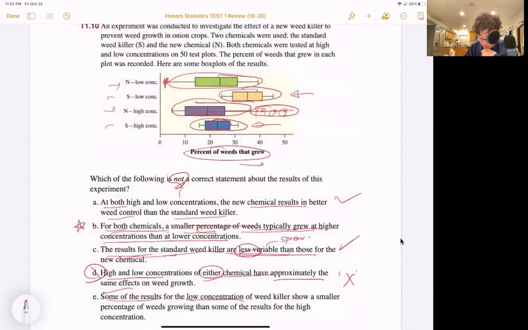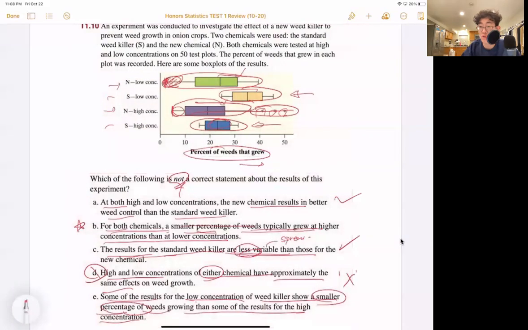Some of the results for the low concentration weed killer show a smaller percentage of weeds growing than some of the results for the higher concentrations. Yes, that's true, because for the low concentrations, they show a smaller percentage, right? Look at all these smaller percentages down here for the green compared to the high concentration, where the minimum is only down here. So compare the green to the purple for the same type of weed killer. Yes, this definitely shows a smaller percentage of weeds growing.